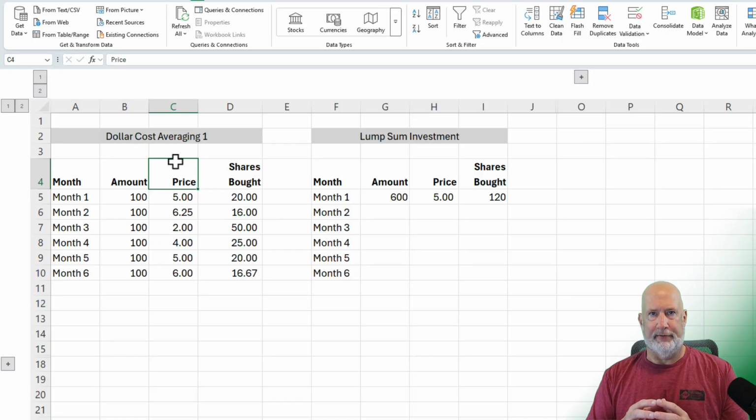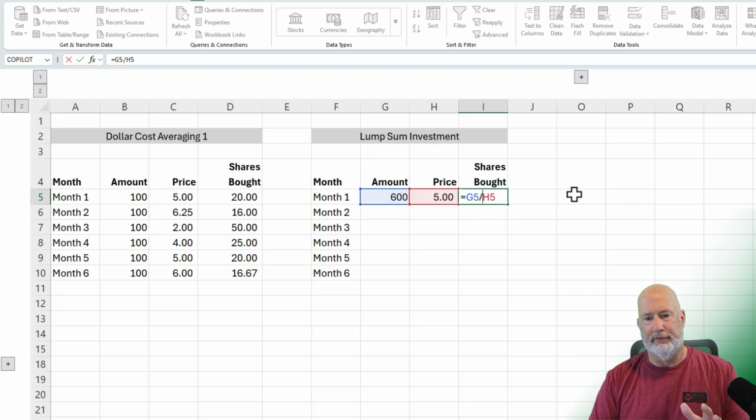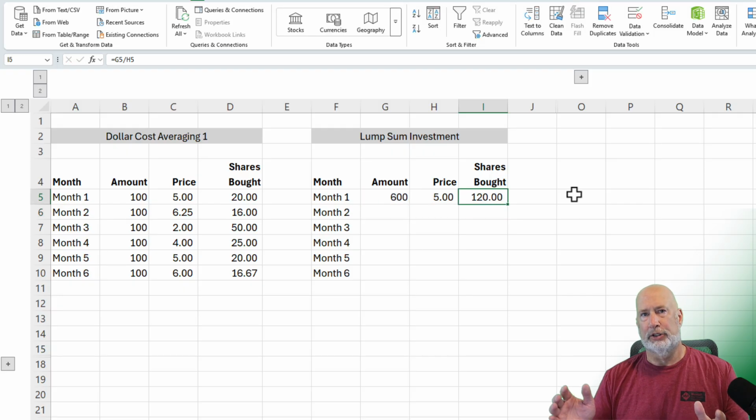Over on the left, I have dollar cost averaging, and then over in the middle, I have a lump sum investment. Let's just start off with the lump sum investment. I have $600. I put it in there all at one time. Whatever I'm investing in costs $5. So there's my formula right there, the 600 divided by 5. I purchased 120 shares. That one is really simple. Now, I used an easy number like 600, but this number could be whatever you want it to be.